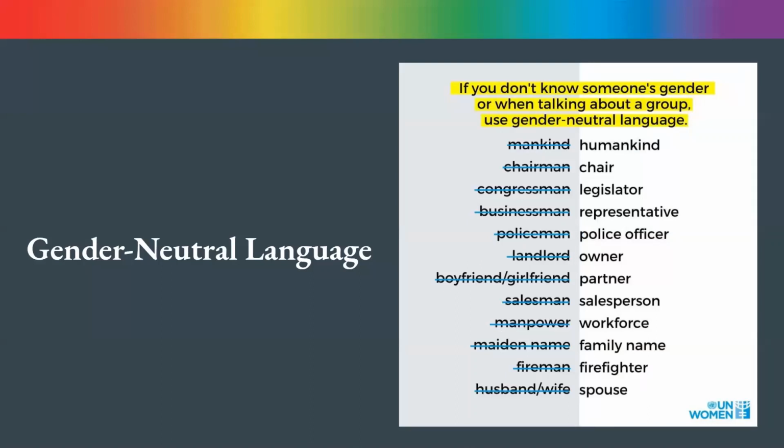Instead of salesman, salesperson. Instead of men in power, workforce. Instead of maiden name, family name. Instead of fireman, firefighter. And instead of husband and/or wife, you can say spouse. So like I said, it can be a little bit difficult, but with the constant monitoring of your own language, it makes it a little bit easier.